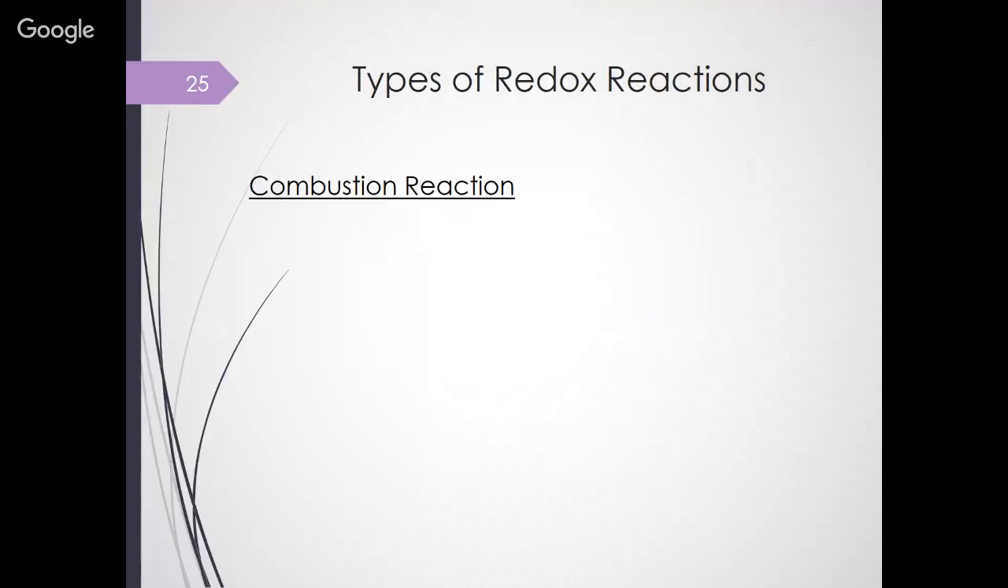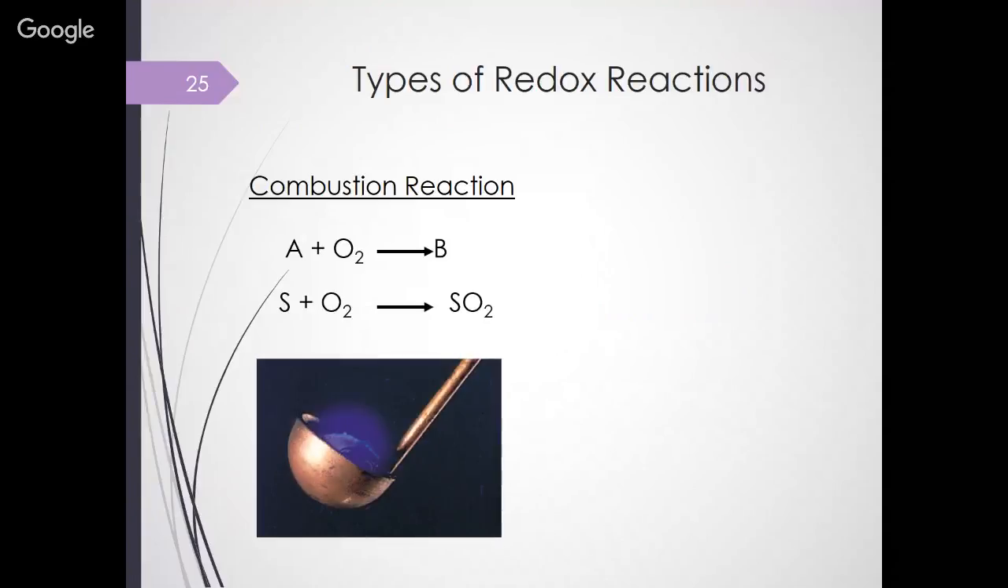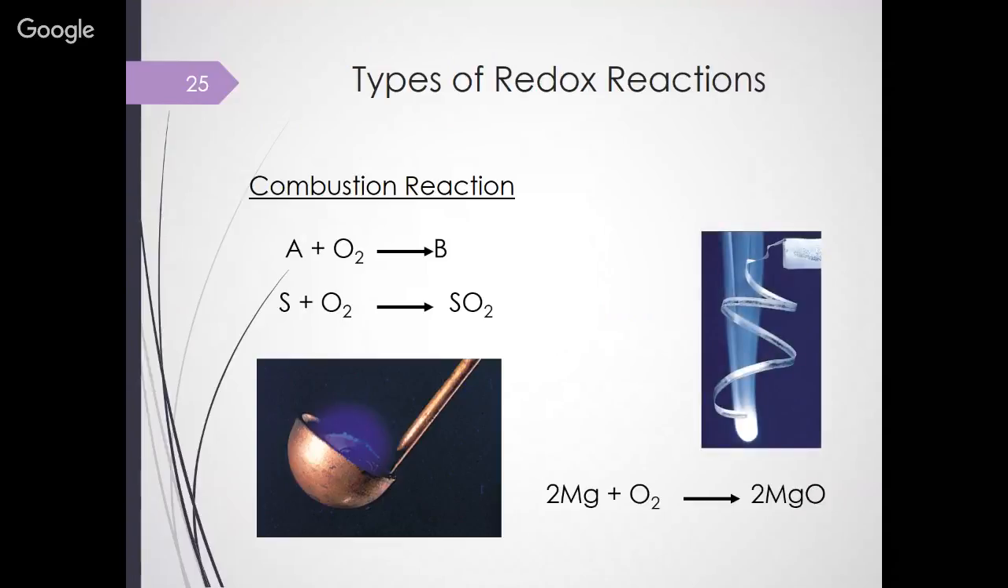As we saw in a previous slide, all combustion reactions are redox. So that means anytime you see oxygen as a reactant, it is considered to be combustion. So here we have the nonmetal sulfur reacting with oxygen to form sulfur dioxide. We can also take metals and react them with oxygen. And here we're burning magnesium to form our magnesium oxide.